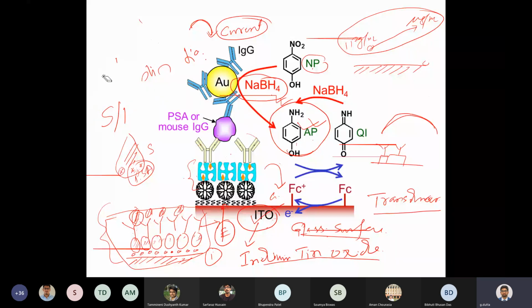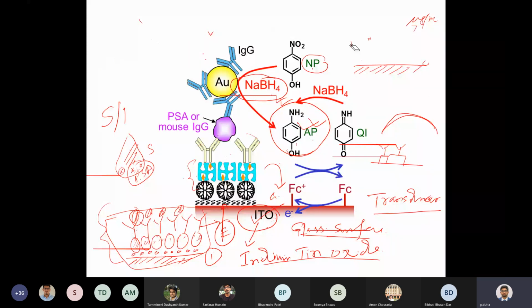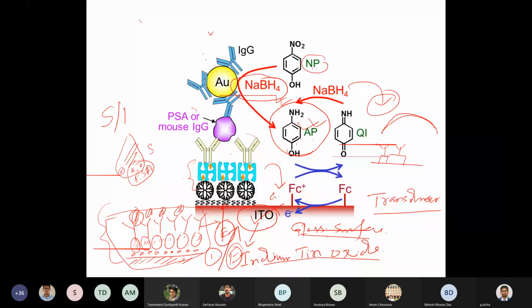So after adding your analyte solution, when you apply some input in the form of potential and get the output, maybe your sample does not contain target, but still you will get some current, or some output charge or current. That is your background.